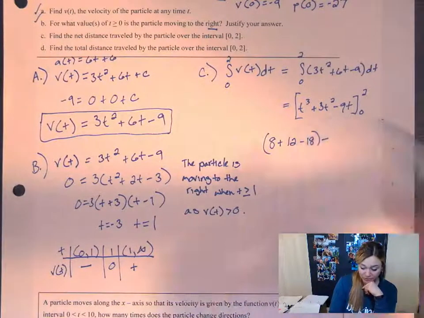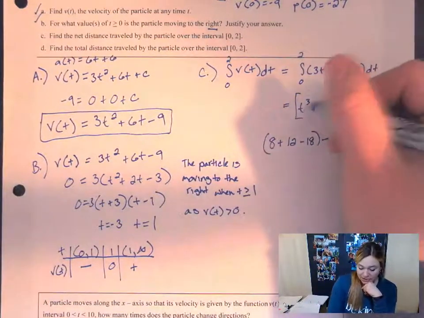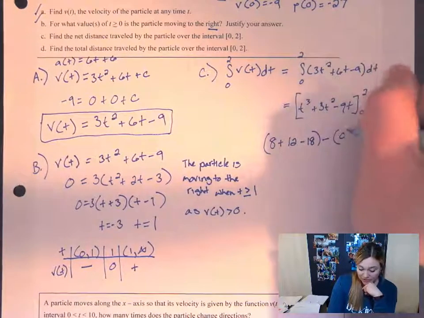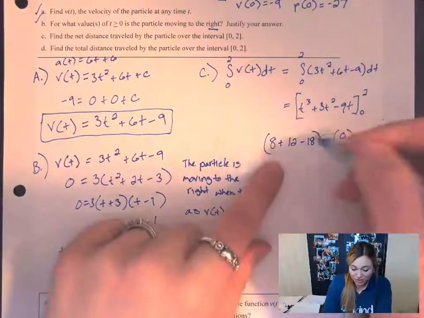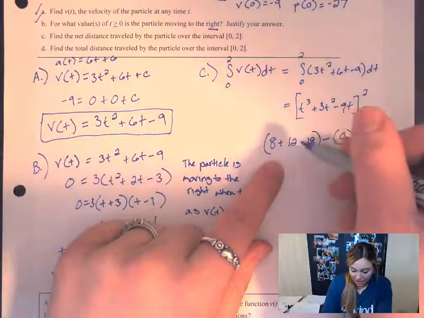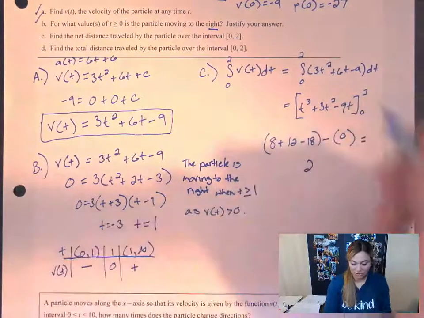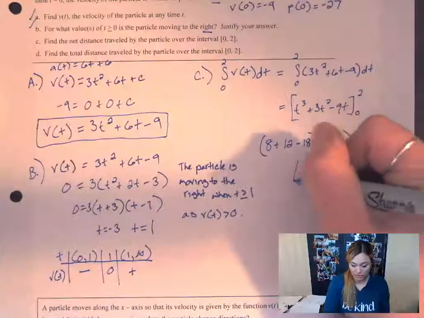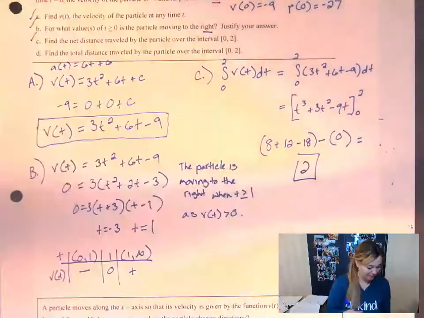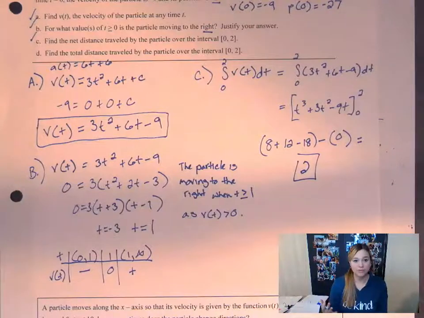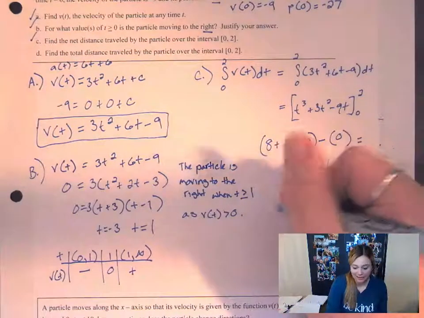Substitute in 0. 0 plus 0 minus 0 is 0. My change in position would be 8 plus 12 is 20, minus 18 is 2. 2 what? I don't know, because no units were given to me. 2 units of some sort. Okay, last one, if I did D.